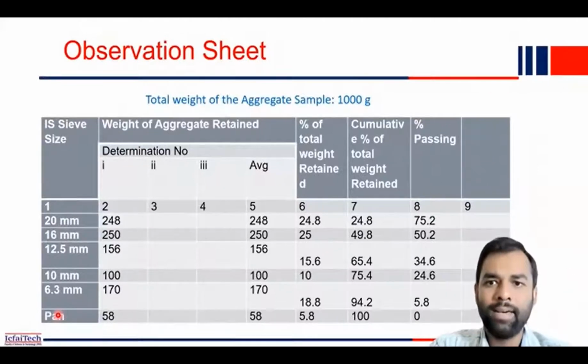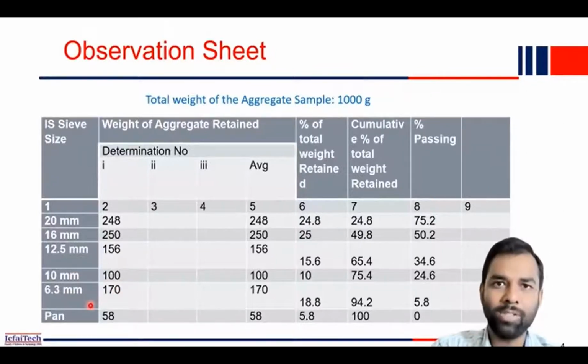At 20 mm, a total of 248 gram of aggregate is retained. Then in the 16 mm, 250 gram of aggregate is retained. Same for 12.5 mm, 156 gram is retained. At 10 mm, 100 gram, at 6.3 mm, 170 gram, and in the pan at the bottom, 53 gram, that is dust particles and small aggregates, is retained.